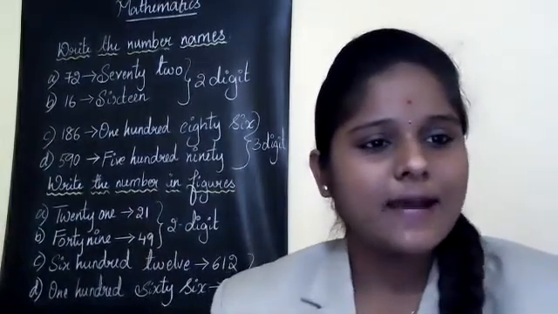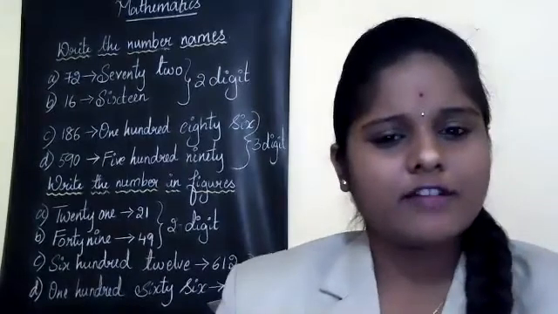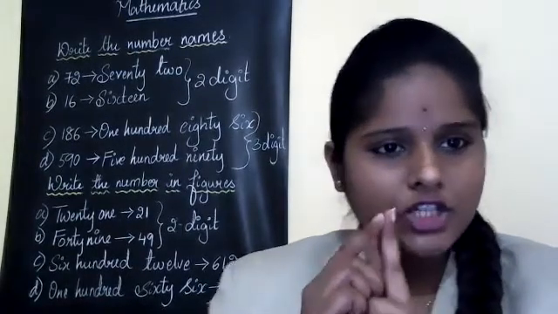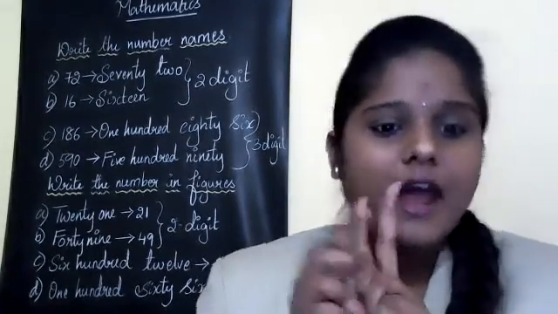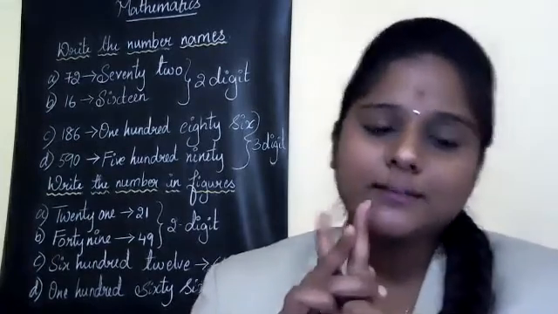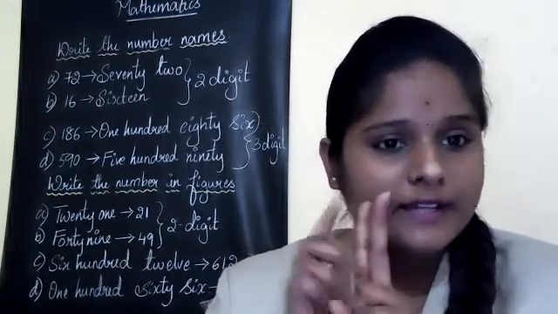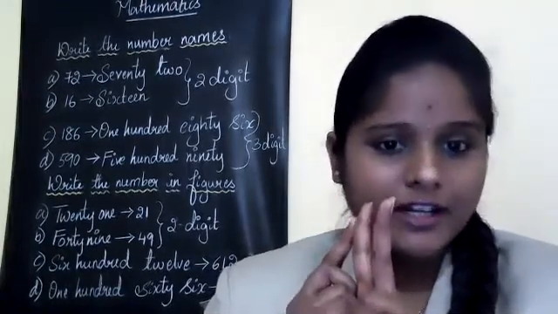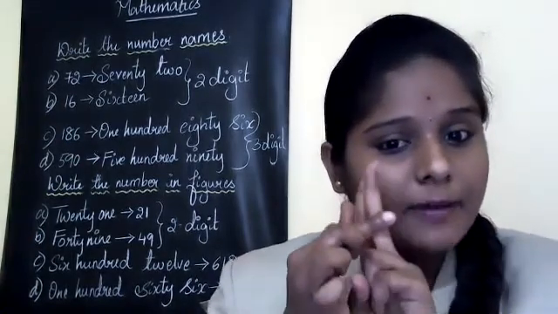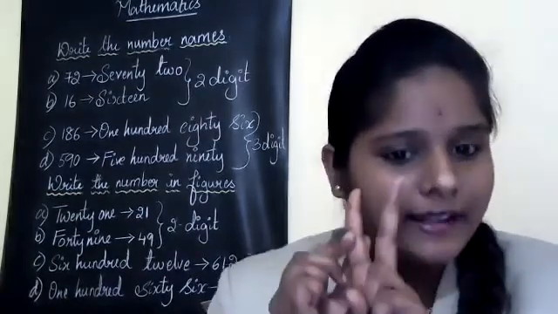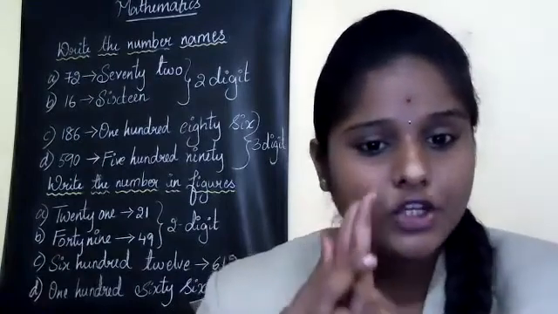So the first example is 7, 2. How will we read that 7, 2? 7, 2 is a 2-digit number. And 7 is present in the tens place and 2 is present in the ones place. So how do we read this tens place and ones place number? Will we read it separately, 7, 2? No. What will we do? We will read them together, the tens place number and the ones place number, together.